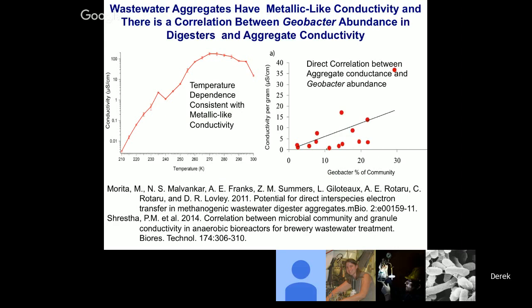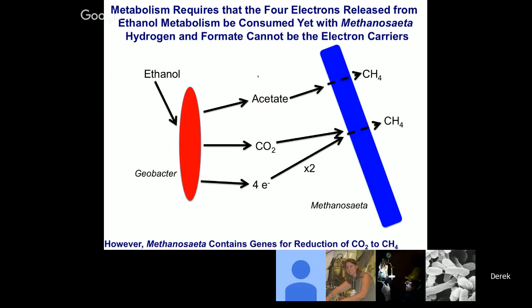And one of the interesting early observations was that the aggregates had conductivity. In fact, these have a temperature dependence similar to that expected for metallic-like conductivity. And there's a direct correlation between the abundance of Geobacter and the conductivity of the aggregate. So this suggested there might be something going on with direct interspecies electron transfer. The other suggestion for that was that Methanosaeta was a dominant methanogen.